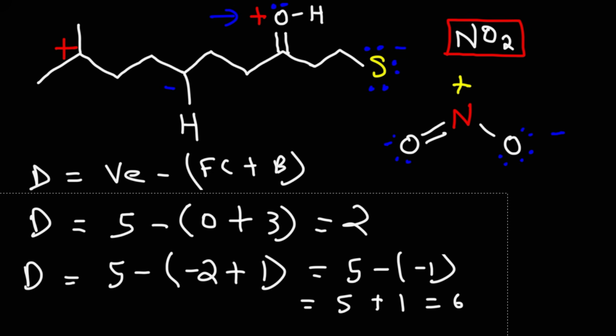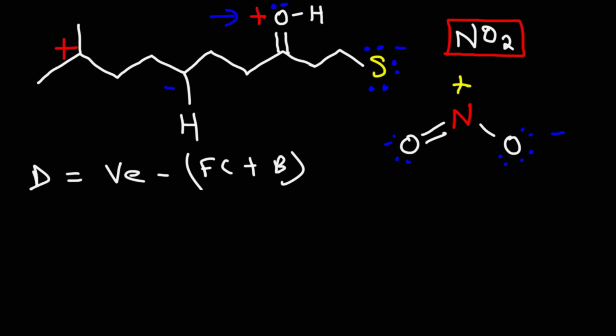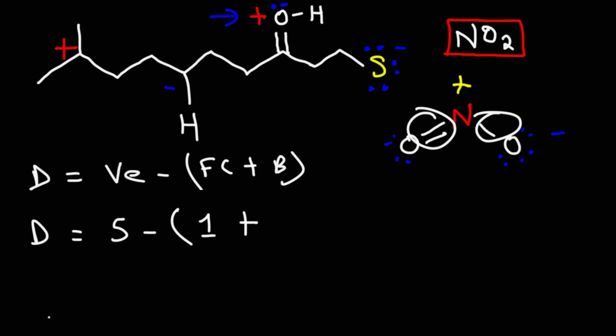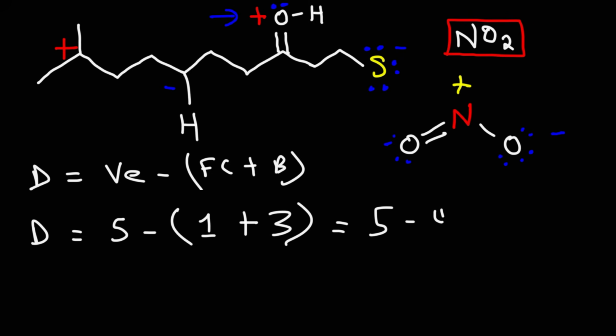Or does it have a complete octet or an incomplete octet? If we assume that it has a complete octet, instinctively we might put 1 lone pair. But let's find out if that should be the case. So we know nitrogen has 5 valence electrons. Here we can deduce that it has a +1 formal charge. We can see that it has a total of 3 bonds. So 1 plus 3 is 4. 5 minus 4 is 1.